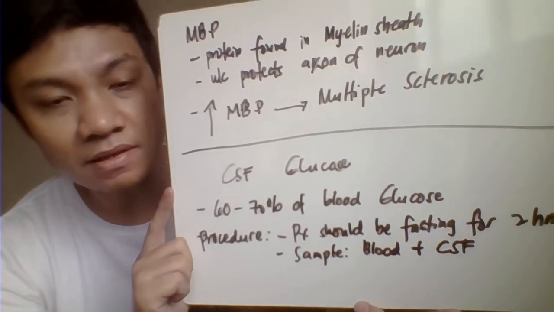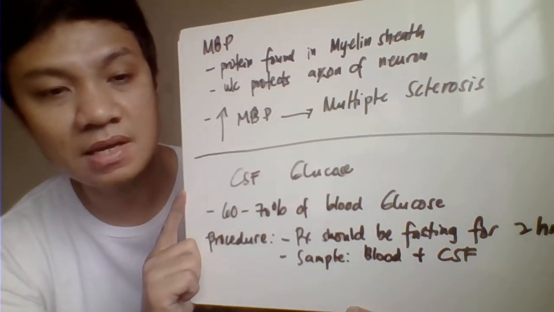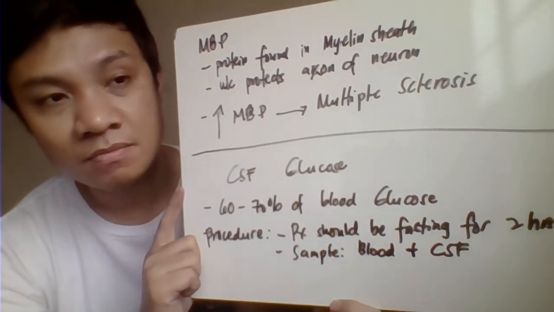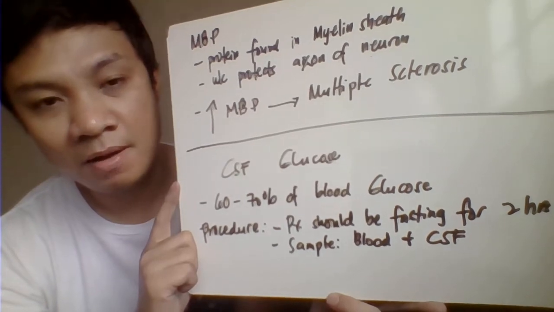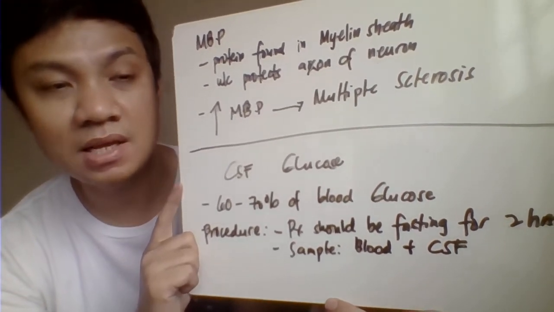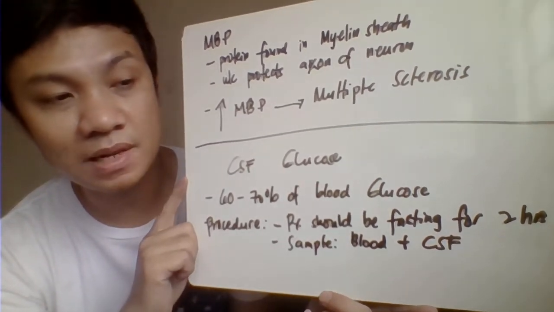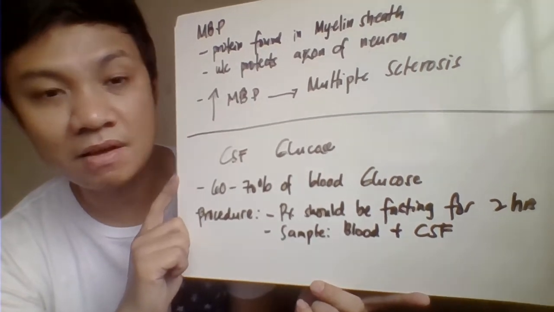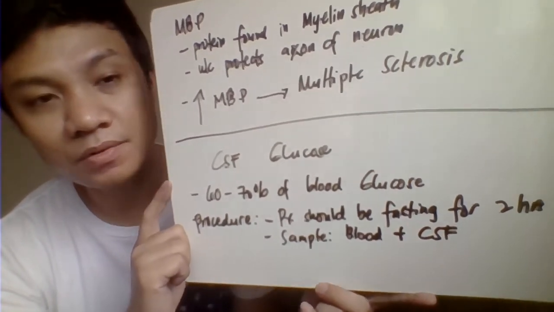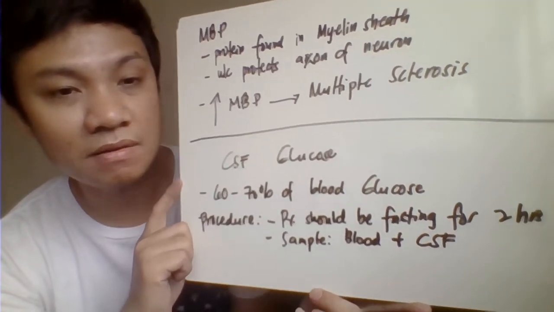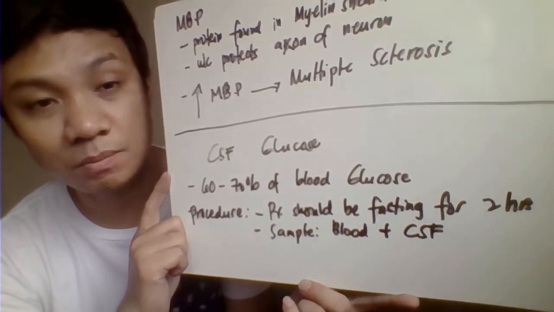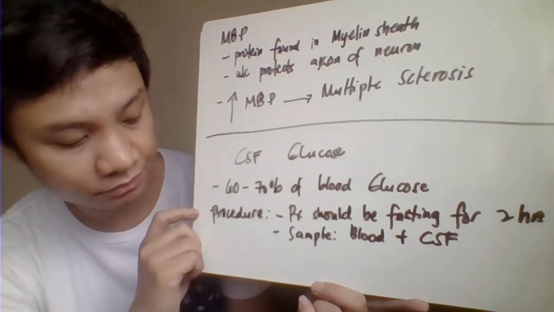Okay, the next one, we have here your CSF glucose. Okay, the normal CSF glucose is 60 to 70% of your blood glucose. Meaning to say, you need to measure the blood glucose level of the patient and then compare the glucose level of that. It should be 60 to 70%. Like, if the blood glucose is 100 mg per dL, your CSF glucose should be around 60 mg per dL to 70 mg per dL.